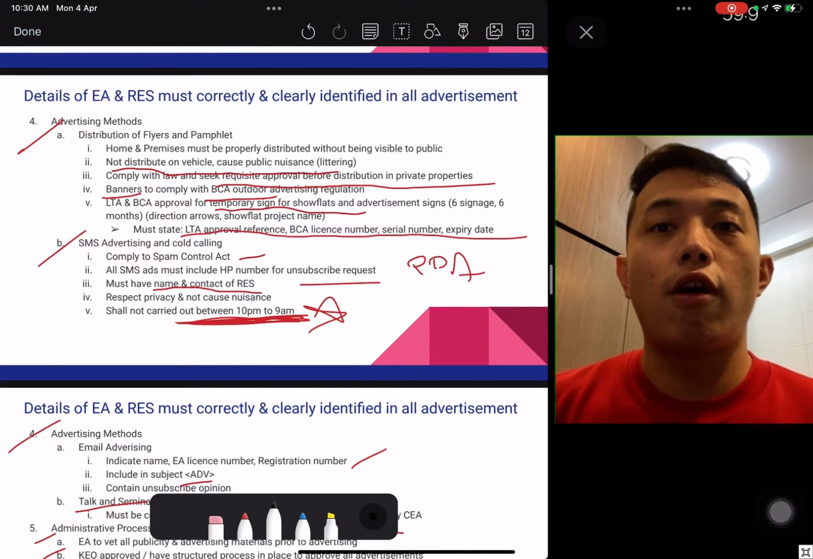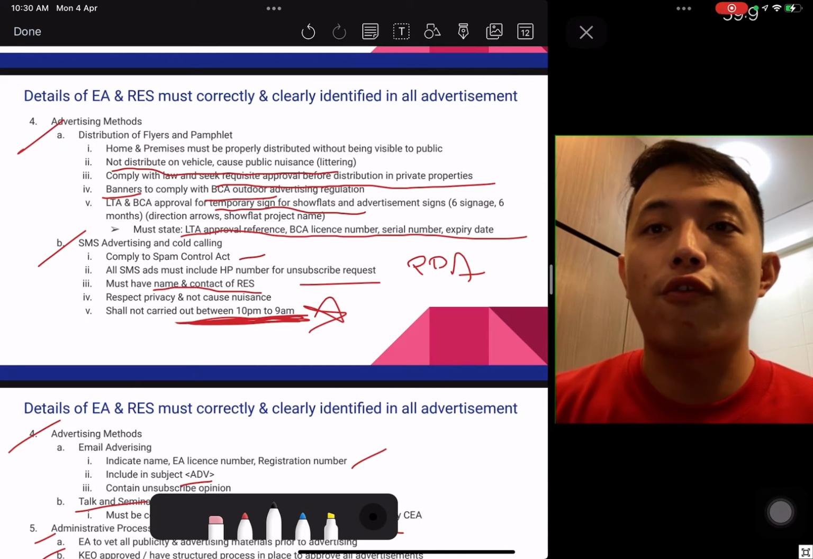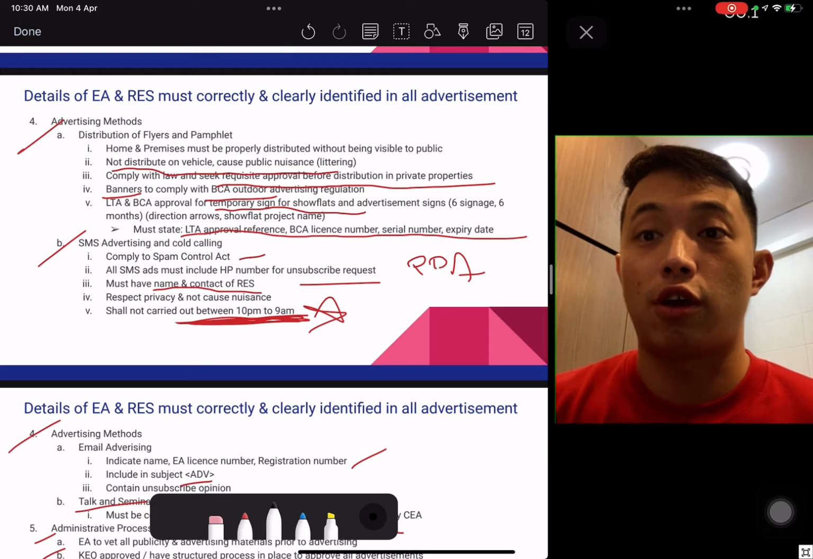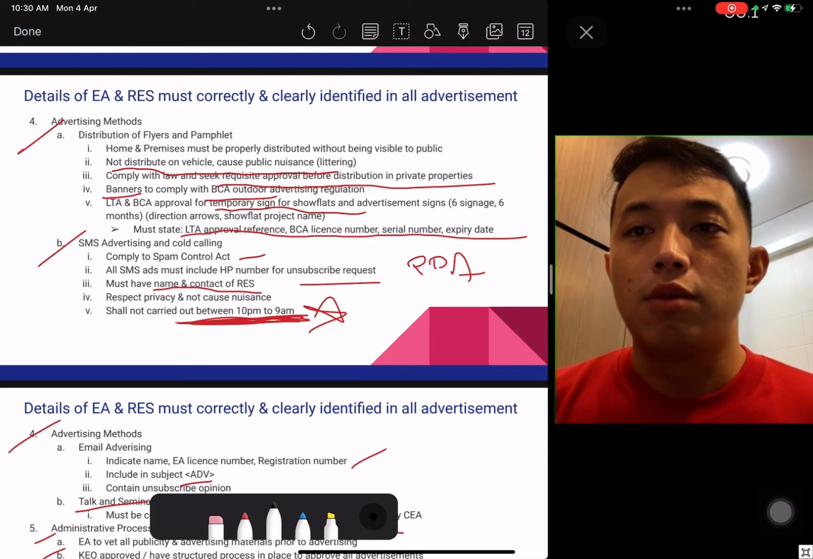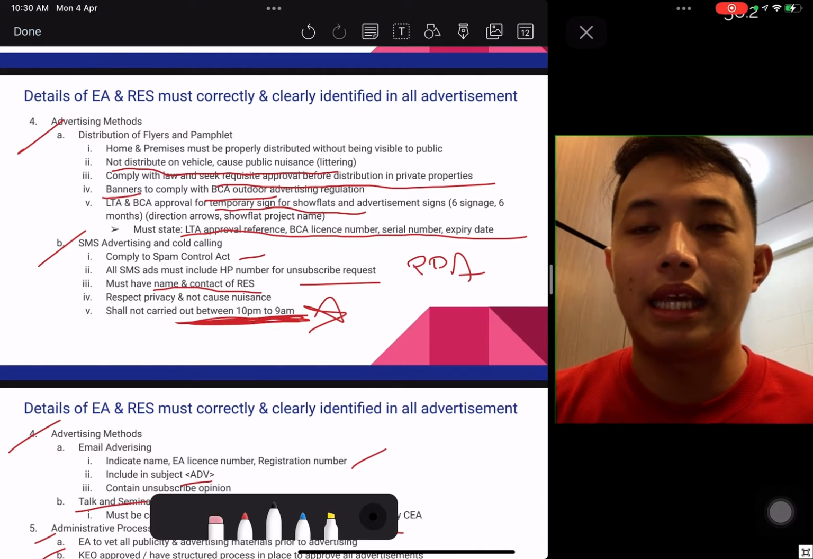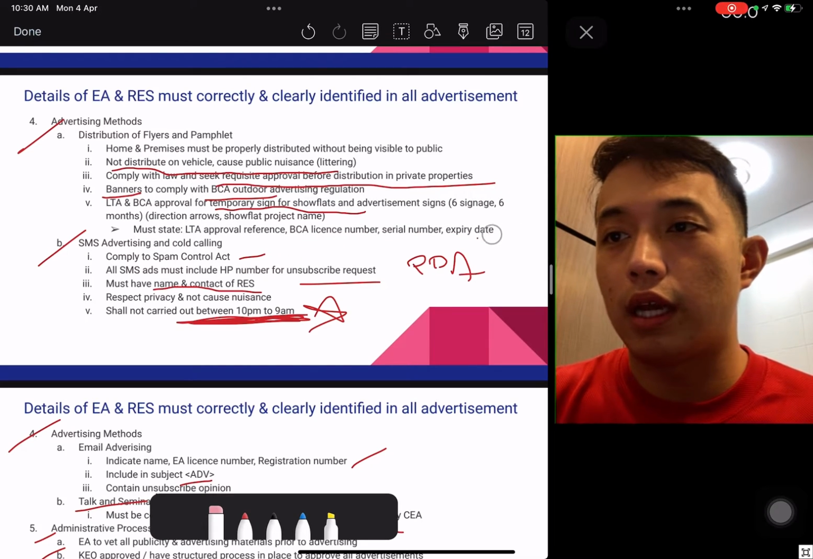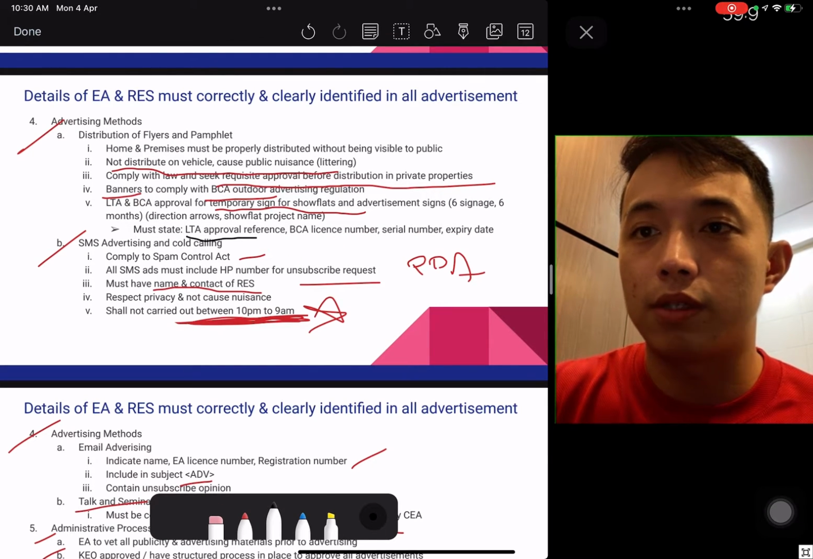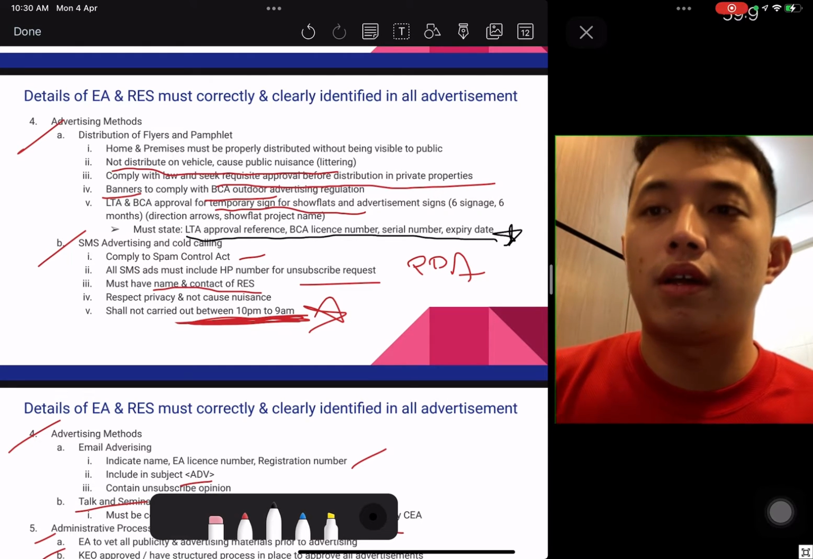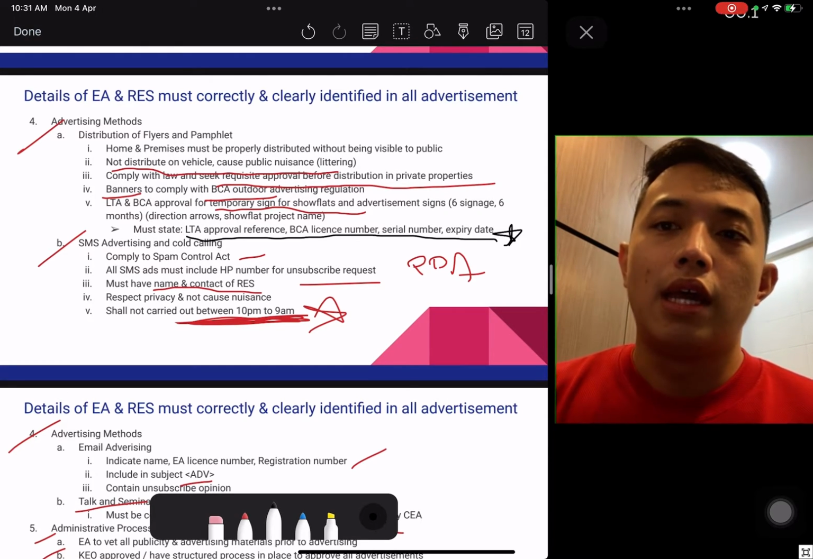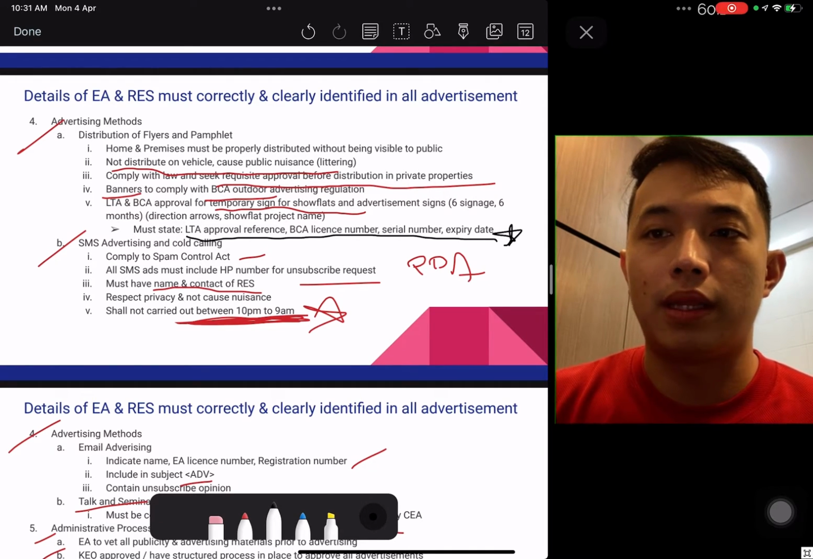For advertising methods, guys, I'll go through those that are very important. For flyers and pamphlets, do not distribute on vehicles, to prevent public nuisance. Outdoor banners must have LTA and BCA approval. This is very important, okay guys. I'll highlight in black now because all my notes. This part is very important: it must have approval, the BCA license number, the LTA approval license number, serial number, and expiry date. It must be kept well maintained, okay?